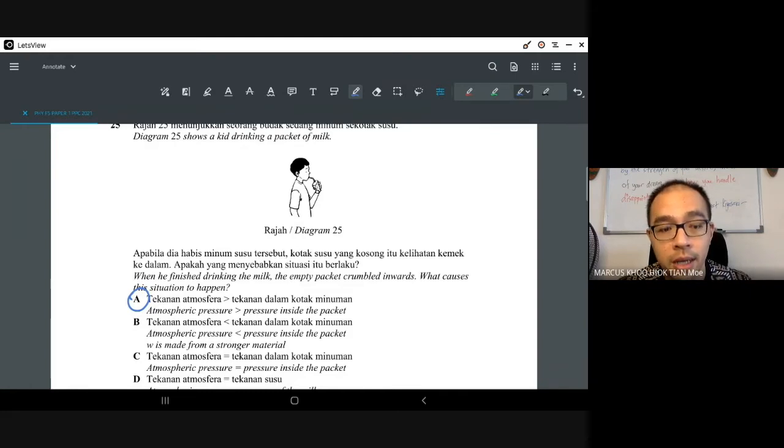Atmospheric pressure is one of those things that really remind us of how insignificant we are as humans. We think that we are the ones that are so hebat, like, wow, we are the ones that menyebabkan itu kotak air menjadi kemet. But actually, sorry, you're doing nothing. You're just sucking air out. The only real one working is the atmospheric pressure. So jangan juga kamu perasan diri hebat.